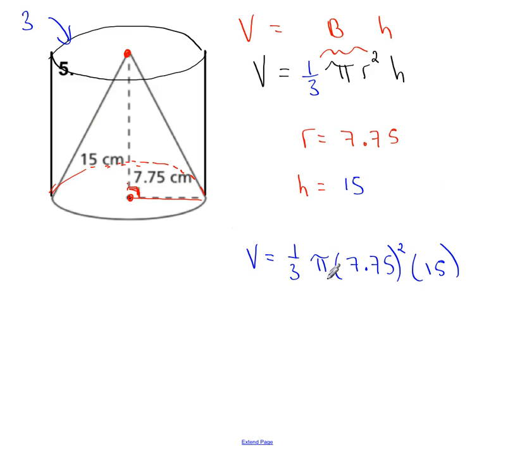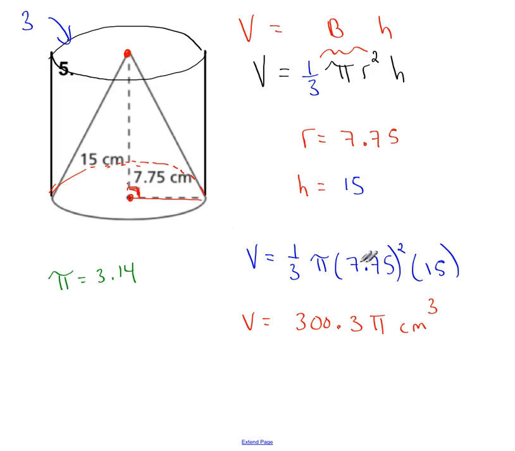We can write the answer in terms of pi, where we leave pi in the answer, but let's use 3.14 for pi as well. So we'll do both answers. One in terms of pi and one not in terms of pi. So if you take 7.75, so 1/3 times 15 is 5. And then 5 times 7.75 squared is going to be 300.3 rounded to the nearest tenths pi centimeters cubed.